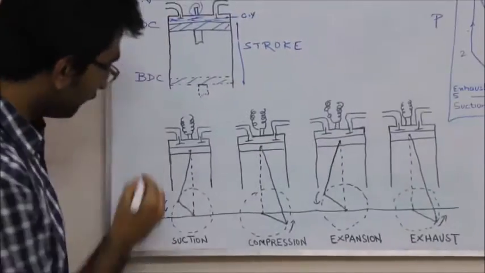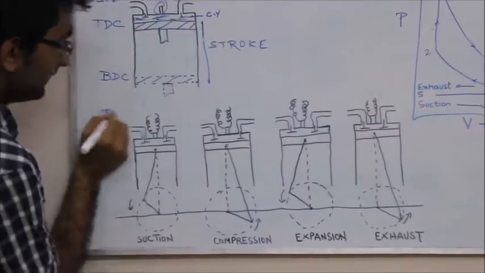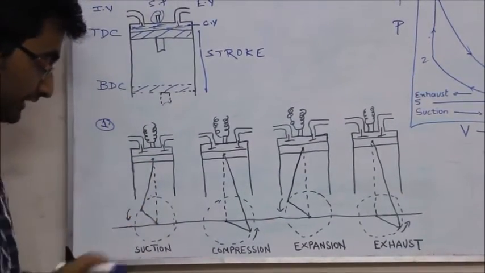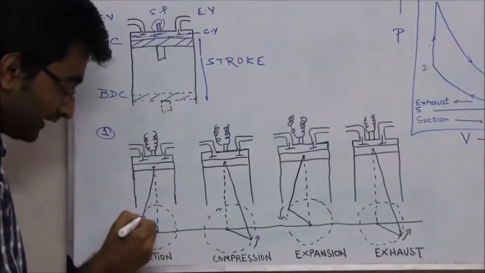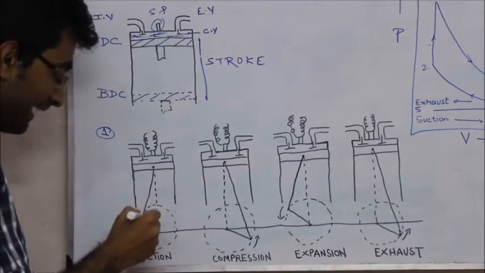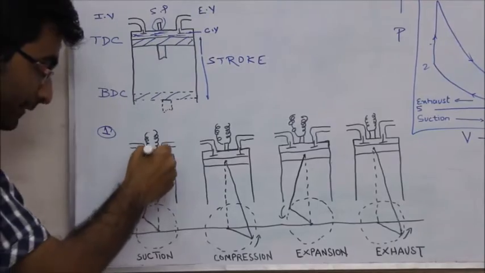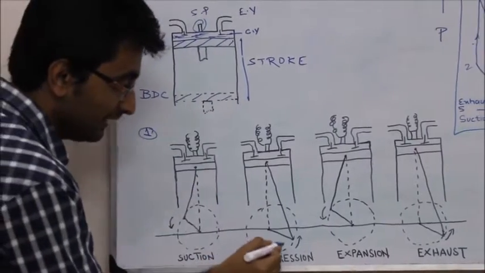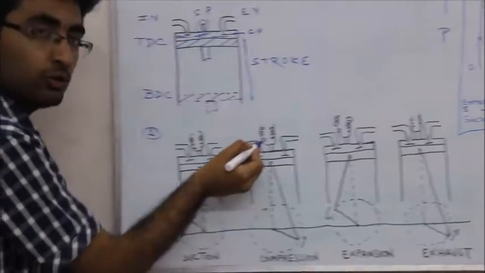Now, the first process in this is suction. First let me explain the term: this is the crank. The crank revolves. When the crank rotates, the connecting rod brings the piston down. Now you can see, when the crank moves up, the piston also moves up.